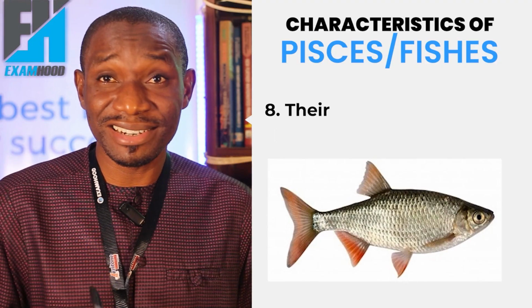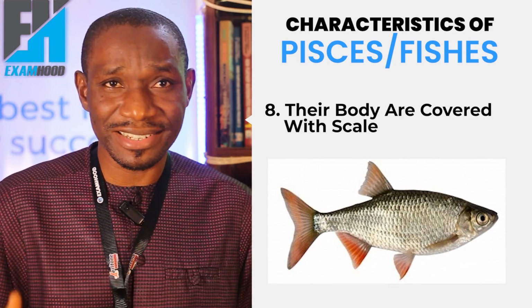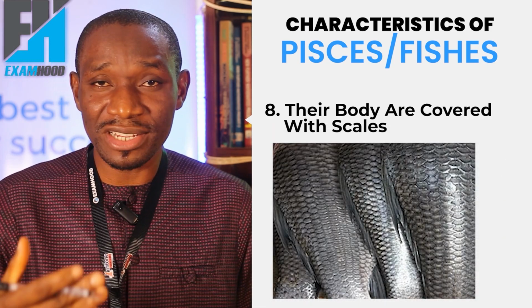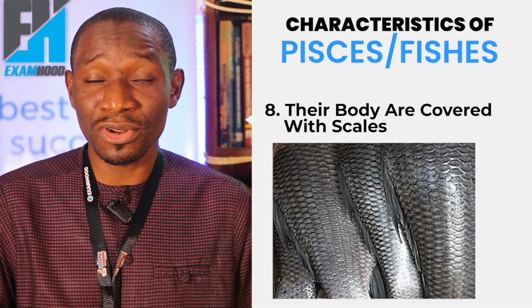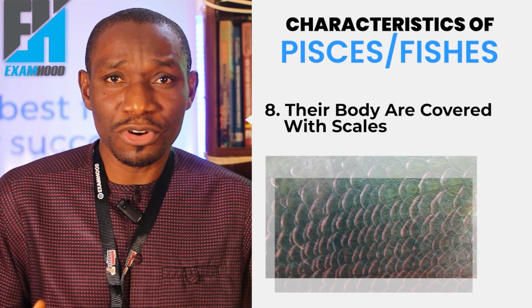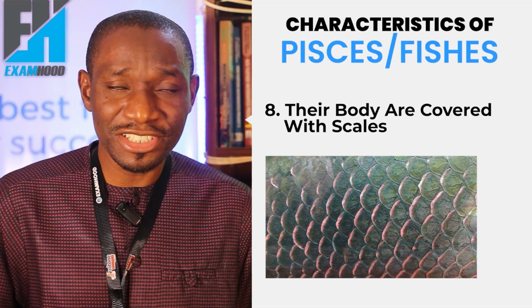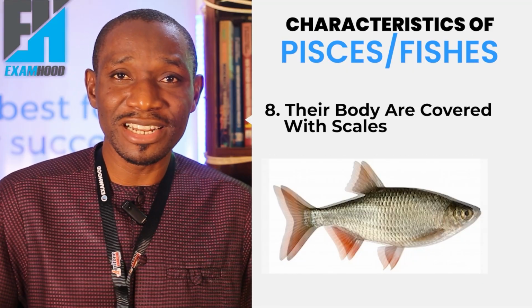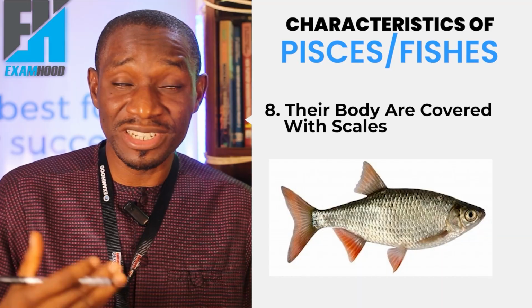Then the second to the last characteristic is that they have scales. Their bodies are covered with scales. You understand? When you buy your fish, especially tilapia fish, they have a whole lot of scales that cover their body. These scales tend to prevent injury to the fish. So they have scales around their body. When you buy your fish, especially tilapia fish, most times you scrape the scales. Those things are scraped from their body.